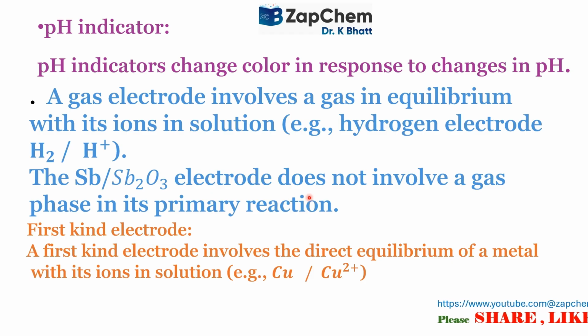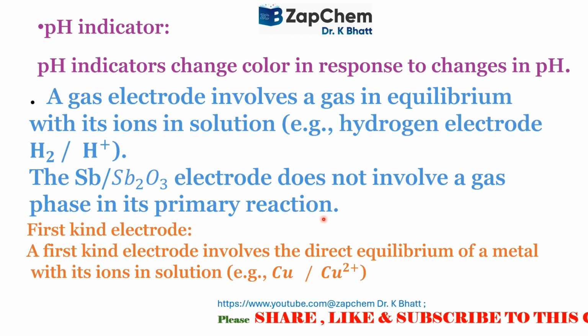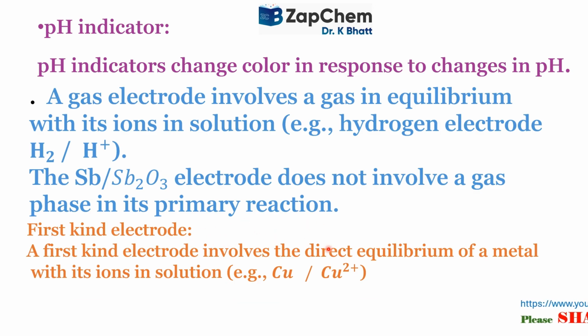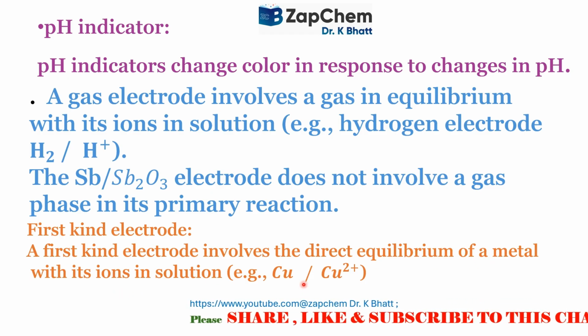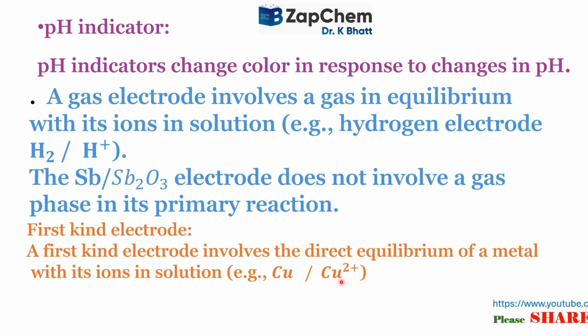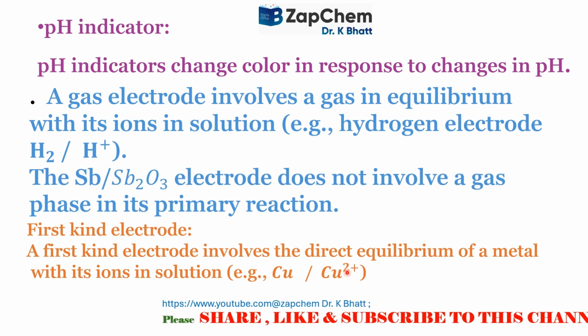The Sb/Sb2O3 electrode does not involve a gas phase in its primary reaction. And a first kind electrode is nothing but where there is a direct equilibrium of metal with the ions in solution, that is Cu dipped in copper sulfate solution, or cupric ion solution. Actually, it is cupric ion solution.